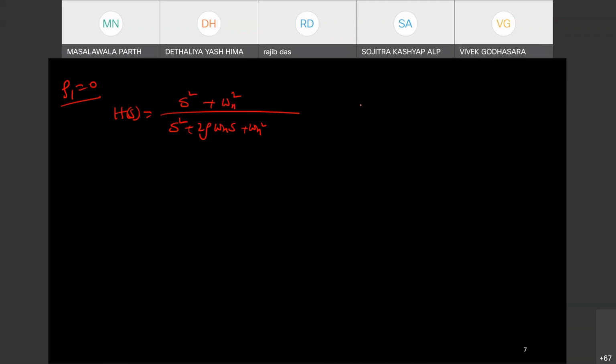And at that time the plot, suppose this is omega n, you will see it will look like this. So that particular frequency omega n is filtered out, and that is called a notch filter.